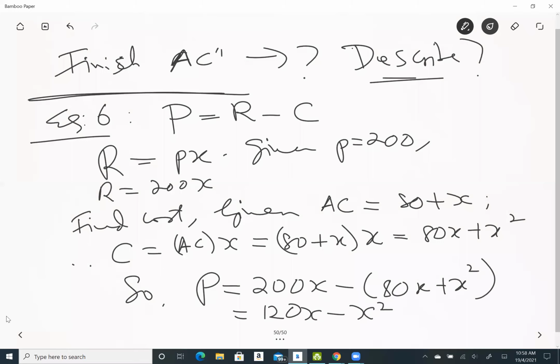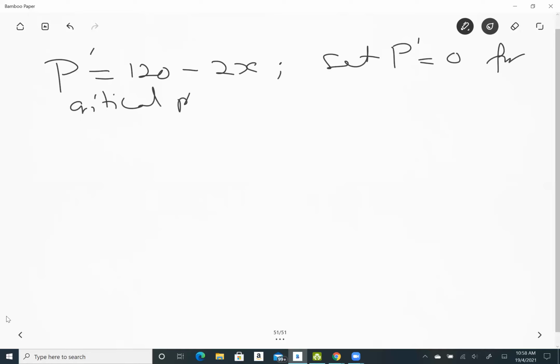So what you do first is get the P prime. And what is P prime? P prime is 120 minus 2x. So you set P prime equal to zero for critical point. Okay. Therefore, 120 minus 2x equal to zero. What is x? X is equal to 120 over 2, that is 60.